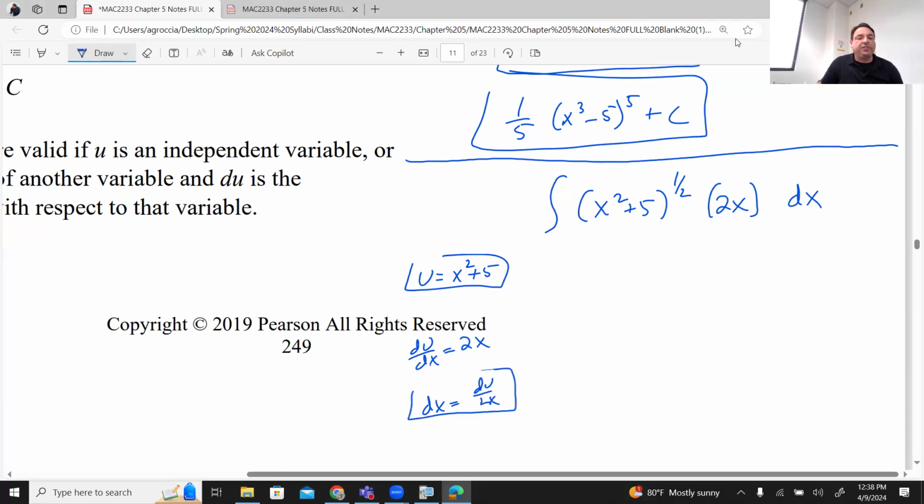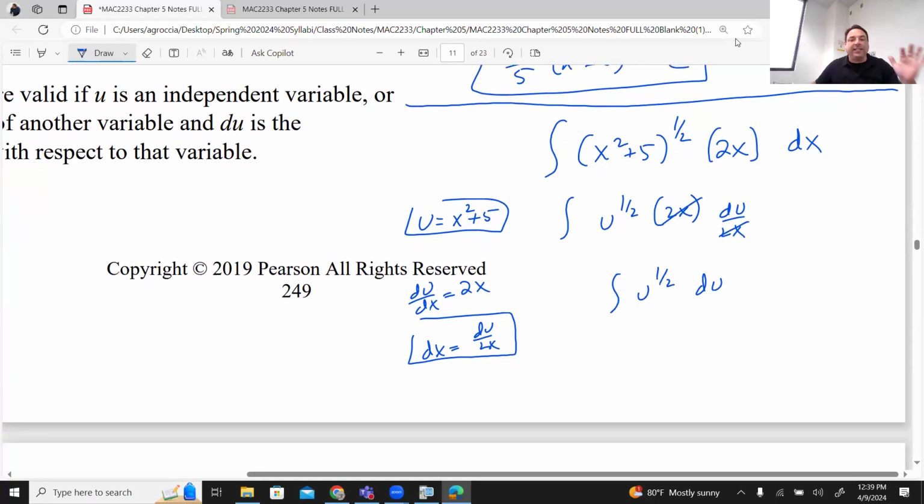Notice I'm going a little faster because we're getting used to how the game's played. When I do the substitutions, this is going to be u to the 1/2, 2x, dx is du over 2x, 2x over 2x. We're left with the integral of u to the 1/2 du. I'm going to pause there because for u substitution, everything's the same. But we're left with a fraction. Who cares? It's just another number, right? But the process is all the same. Just be careful. I haven't taken the integral yet.